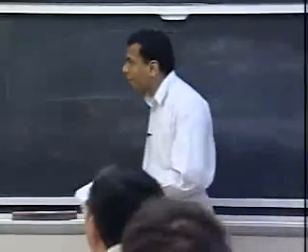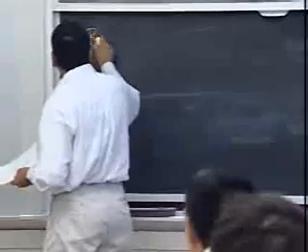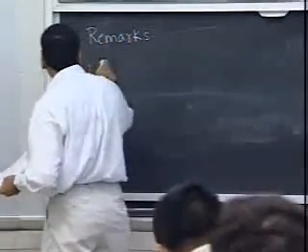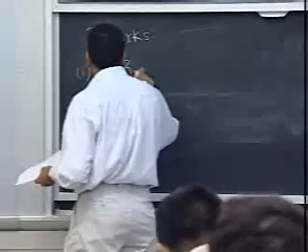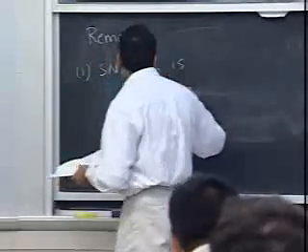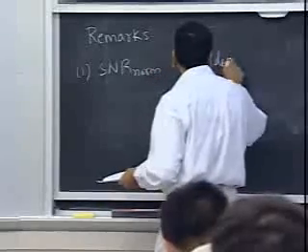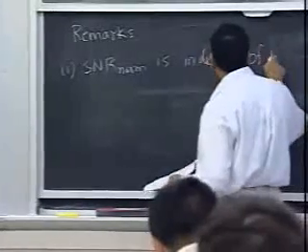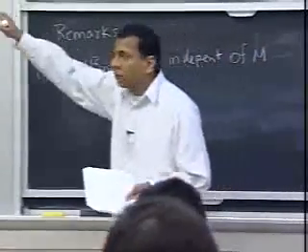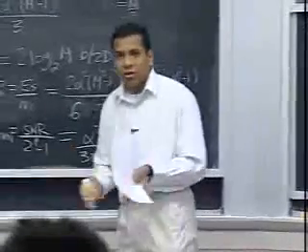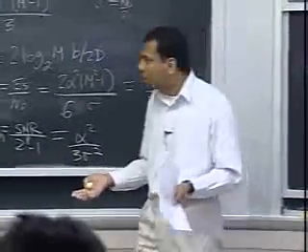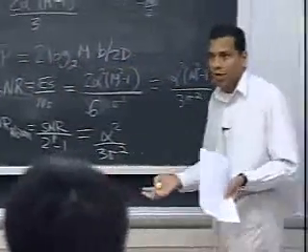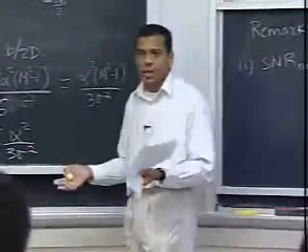Okay. So there are 2 important remarks from this example. The first remark is that SNR norm is independent of M. So I started with an MPAM constellation. So it's a different constellation for each value of M, right? If I look at my spectral efficiency rho, it's different for each value of M because I can pack more and more bits per symbol as I increase M.